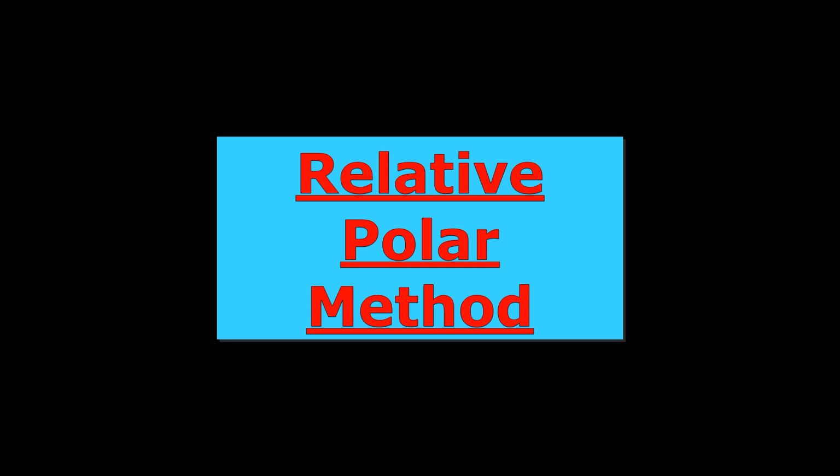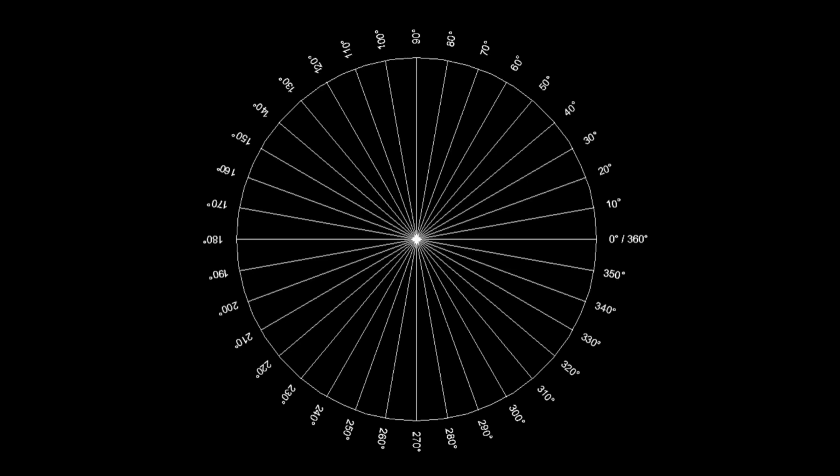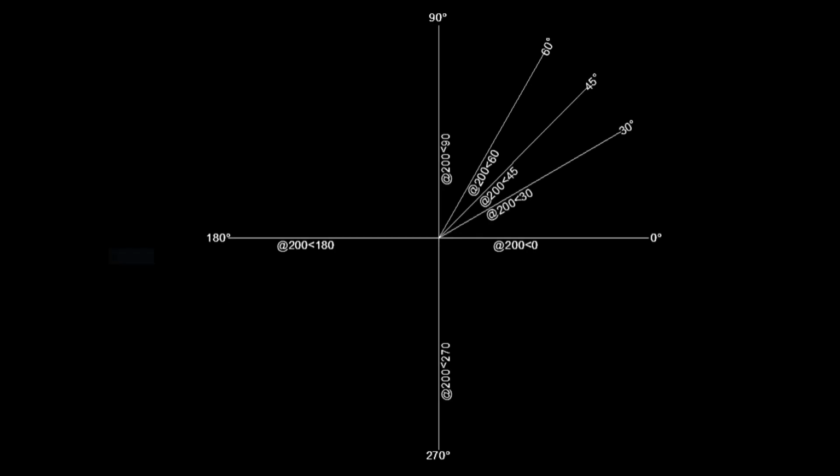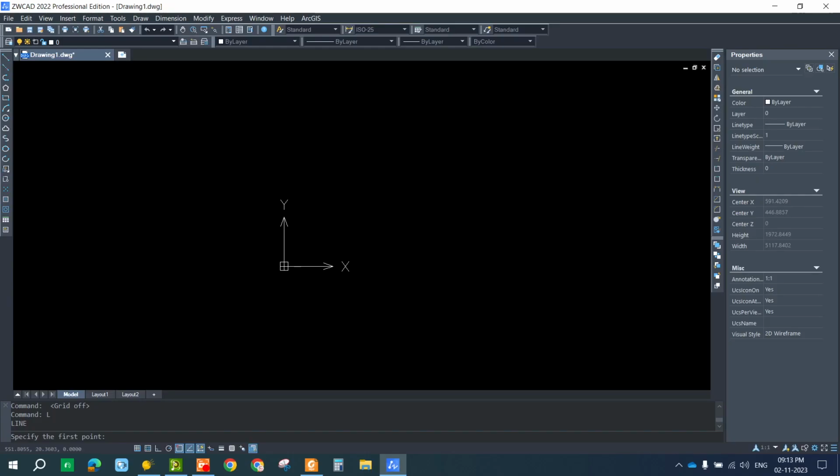Now let us draw some basic shapes using the relative polar method. In this method we specify the angle of the line from 0 degrees to 360 degrees. Let us first understand direction with respect to distance traveled. The angle is specified by using the less than symbol on the keyboard.